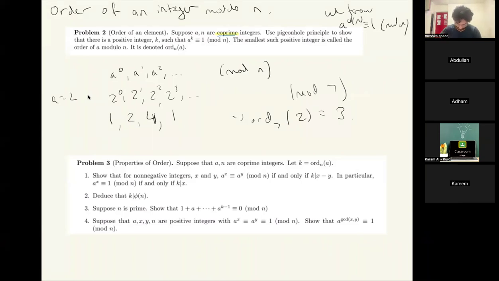And you'll notice it's actually not the same as phi of n. What is phi of n in this case? It's prime, so it's just n minus 1, which is 6. So the order is not 6, it's actually less, it's 3. Great. So let's prove some things about order.